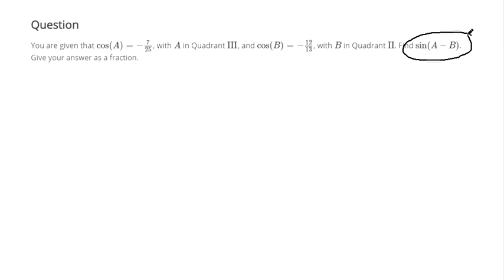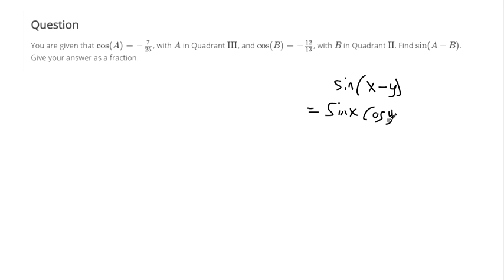We're asked to find sine of A minus B. So there's the difference identity of sine that says if you have an angle x minus an angle y and you're trying to evaluate sine, that's the same thing as sine of x cosine y, and the order is important there, subtracted by sine of y cosine of x.